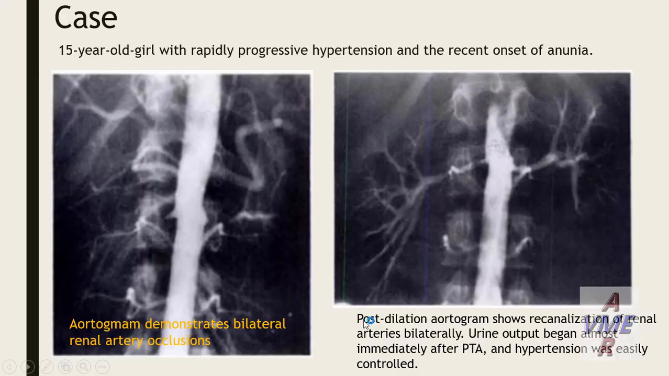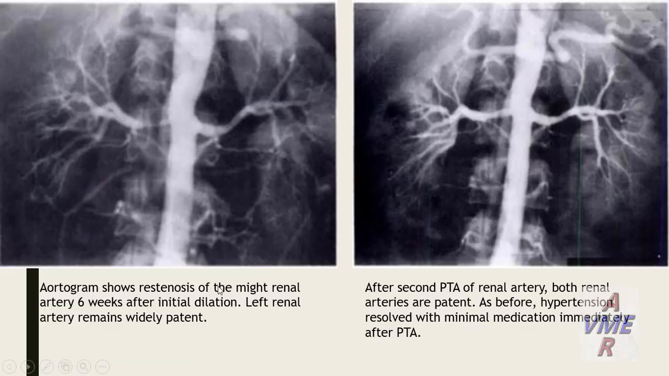Then the patient underwent post-dilatation aortogram. She underwent endovascular management, balloon angioplasty and dilatation for both renal arteries, and we show recanalization of the renal arteries bilaterally. The urine output began almost immediately after the angioplasty, and hypertension improved. Later on, after 6 weeks, the aortogram shows restenosis of the right renal artery, and the left renal artery remained widely patent.